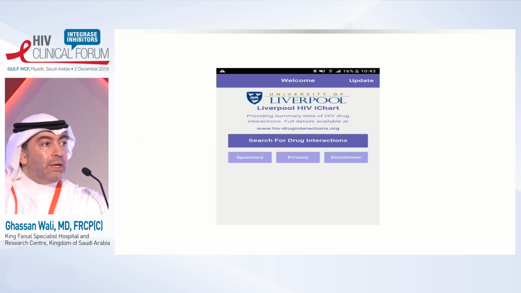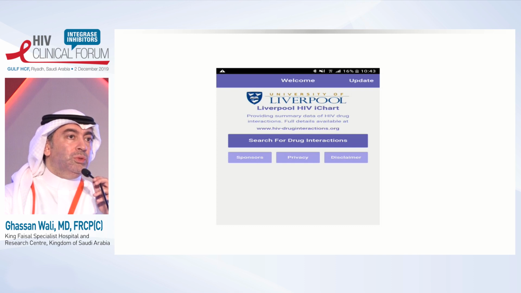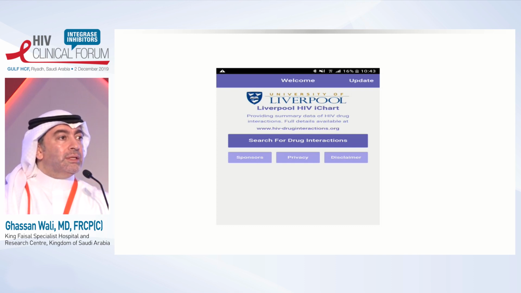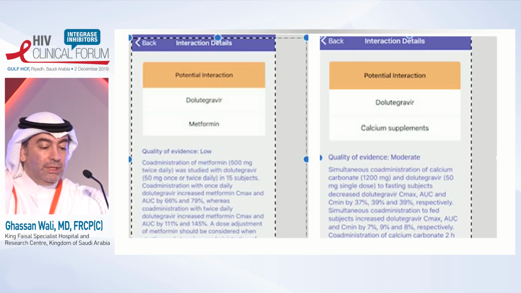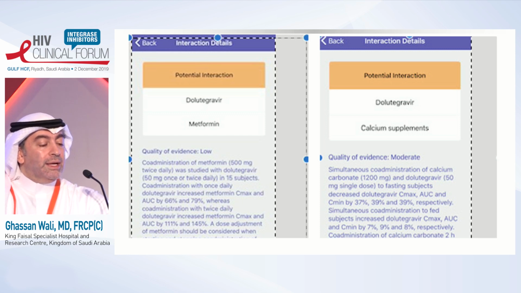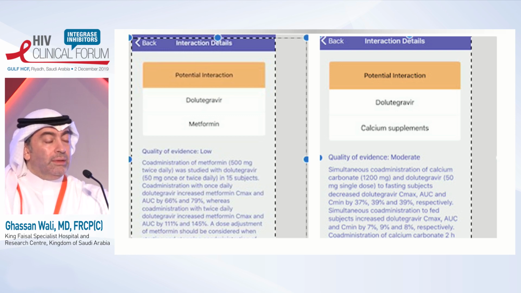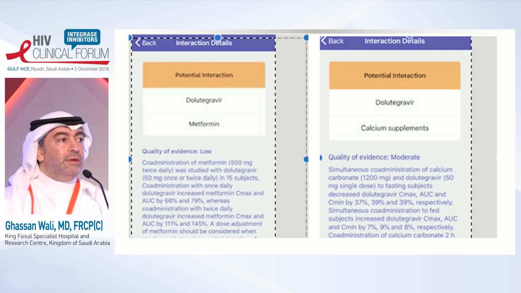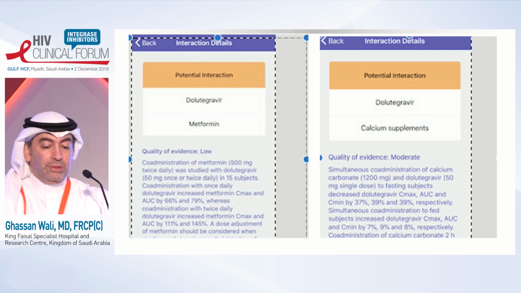So in our clinic, we're lucky to have an HIV pharmacist, and we use the Liverpool drug-drug interaction tool or website as a guidance in these patients with polypharmacy. So as you know, there's a potential interaction between dolutegravir and metformin. Dolutegravir increases the area under the curve for metformin and can lead to an increased level of this drug, which can potentially have side effects like lactic acidosis. And this is even more augmented with using twice daily dolutegravir.